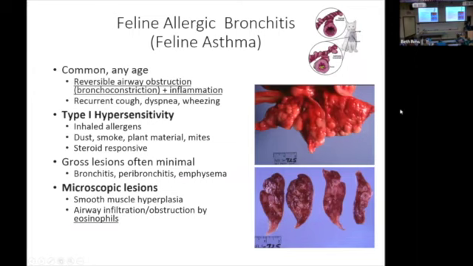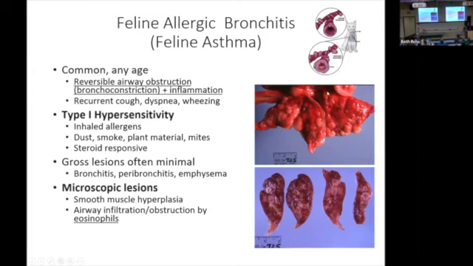Right, feline allergic bronchitis, also known colloquially as feline asthma, so it's super common. Can present at any age, but usually it's like the middle-aged cats. This is also similar to COPD or heaves in horses. It's a recurrent, reversible airway obstruction. So bronchoconstriction plus inflammation. So they'll present primarily with lower respiratory signs: recurrent cough, dyspnea, wheezing. This is known to be a type 1 hypersensitivity response to inhaled allergens.